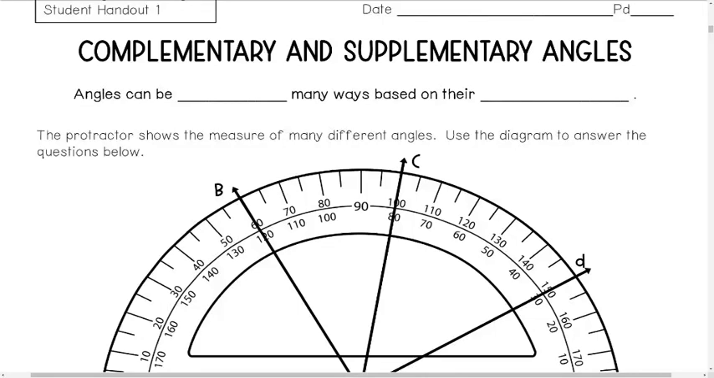To start out, angles can be named many ways based on their characteristics. So we have here a protractor down below, and we're going to name some of these angles and give them some characteristics. With this information, it says here that this protractor has many different angles. We're going to use the diagram to answer the questions below.